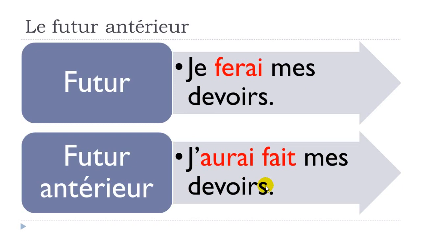So if you want to translate it directly, I will do my homework, and then here, I will have done my homework. If you feel the difference in English between the two sentences, well, it's exactly the same thing in French. Okay? So strangely, if you say je ferai mes devoirs here, it's the future, okay? But then if you use the same structure at this futur antérieur, I will have done my homework, then you've got the feeling that of course it's the future, but in a way it's done already, okay? So it's more certain with this sentence, and it's exactly the same use that we will have in French as it is used in English, okay?